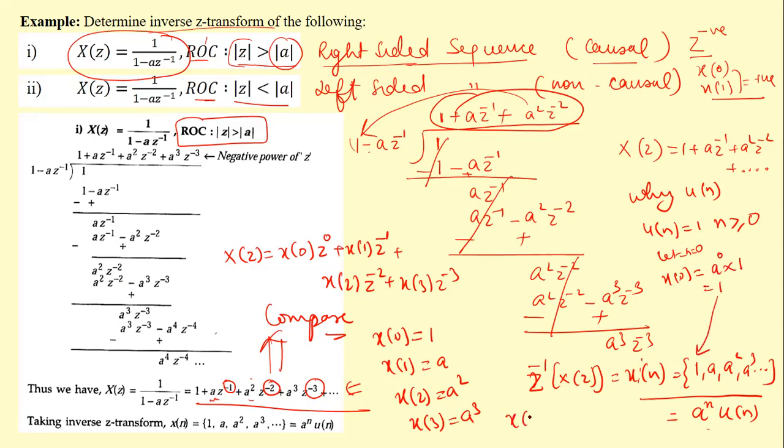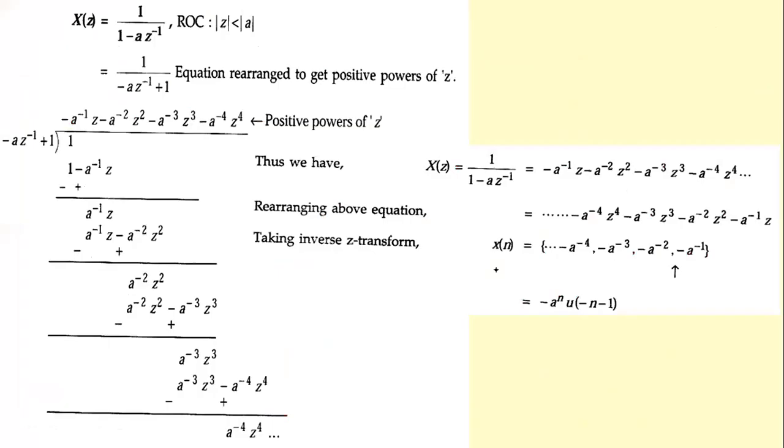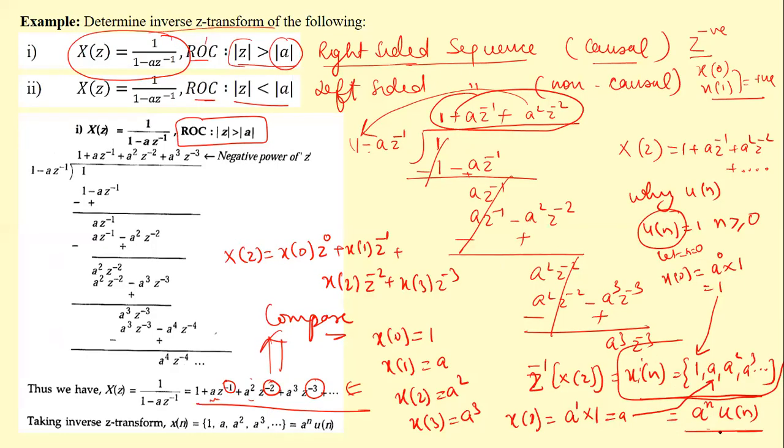Then we will take x1. X1 is, for n equal to 1, a raised to the power 1 into 1, because u(n) will remain 1 for any value of n greater than or equal to 0. So we have a here. So this is how we can find out the inverse z transform using the long division method. Either we can stop at this point, this is also acceptable, no issue, or we can simplify this further. This is totally up to us.